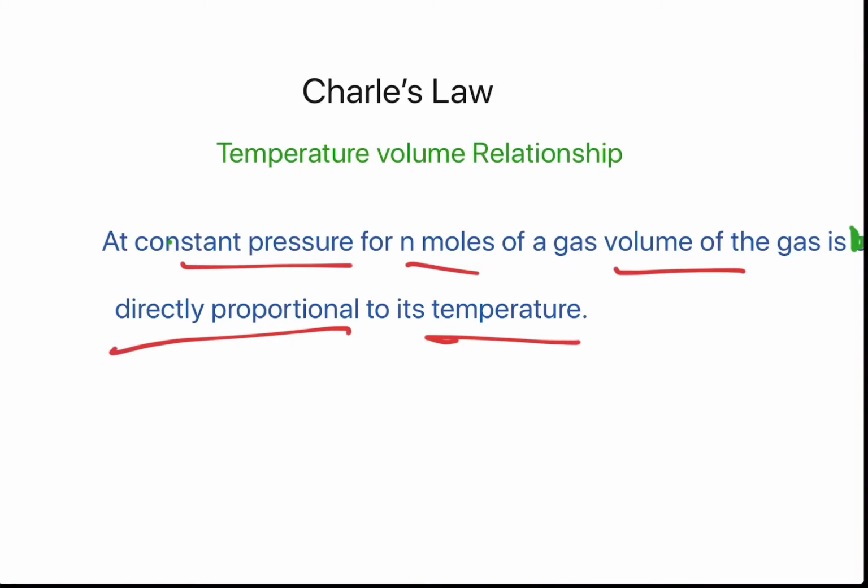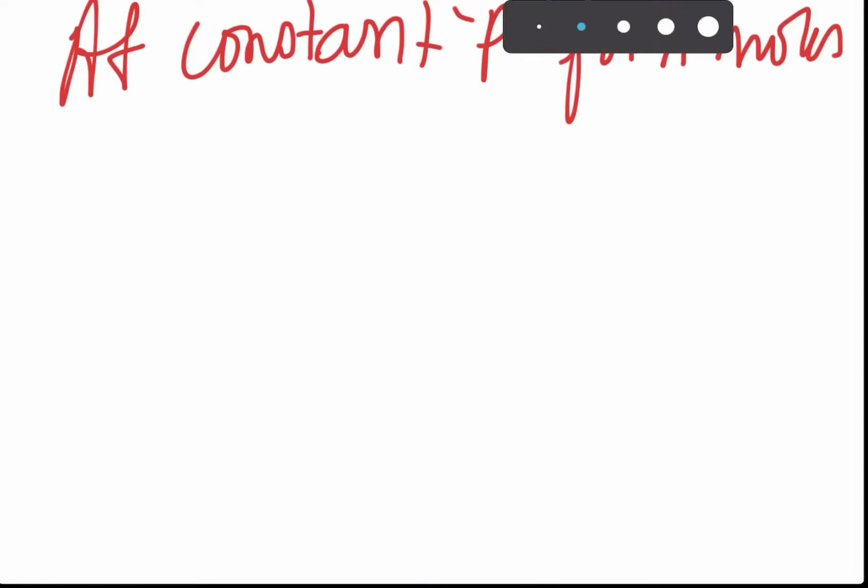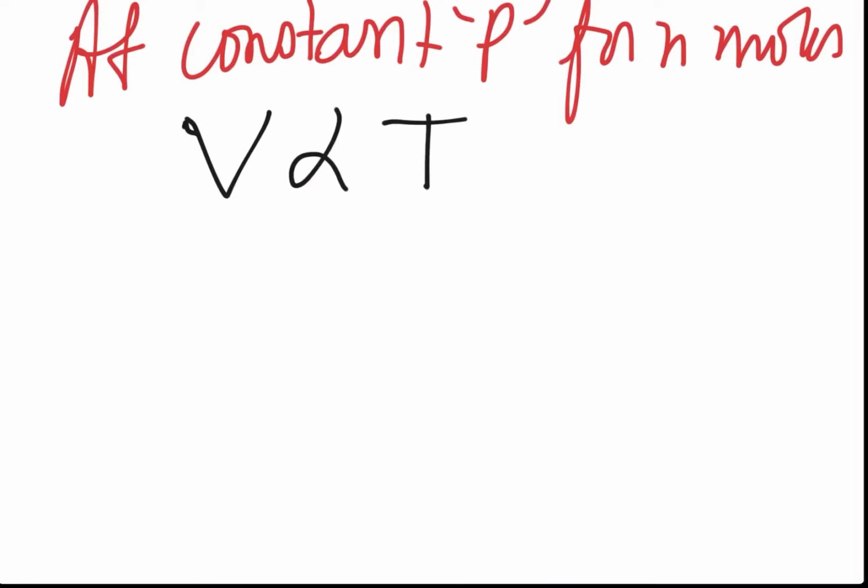So mathematically, if I write at constant pressure, that means P, for n moles of a gas, that means a fixed amount of gas, the temperature of the gas is directly proportional to the volume. So V is directly proportional to T is my expression. Okay. To remove proportionality, we always add a constant. So V is equal to KT is what I get.